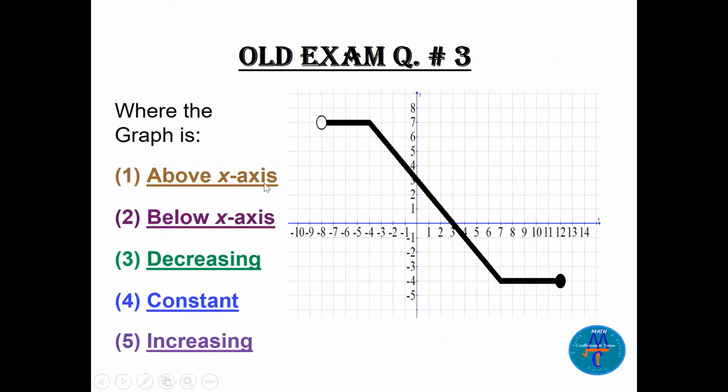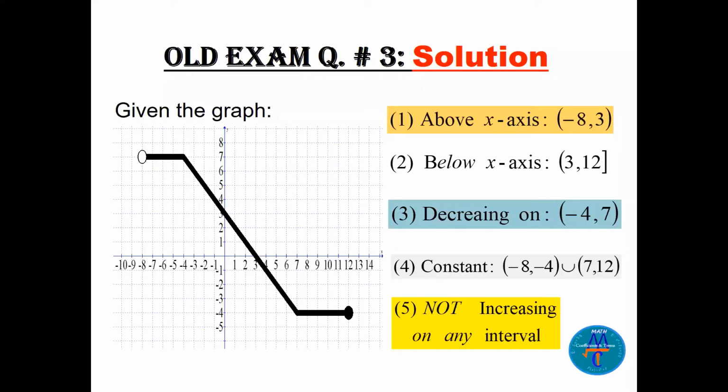Another graph, another set of questions, 1, 2, 3, 4, 5, about where the graph is above the x, below the x, and so on. Where is the graph above the x? This one is above the x until here. Now the first part, above the x-axis: starting from the x-axis at minus 8, it will go until 3, above the x, open interval.